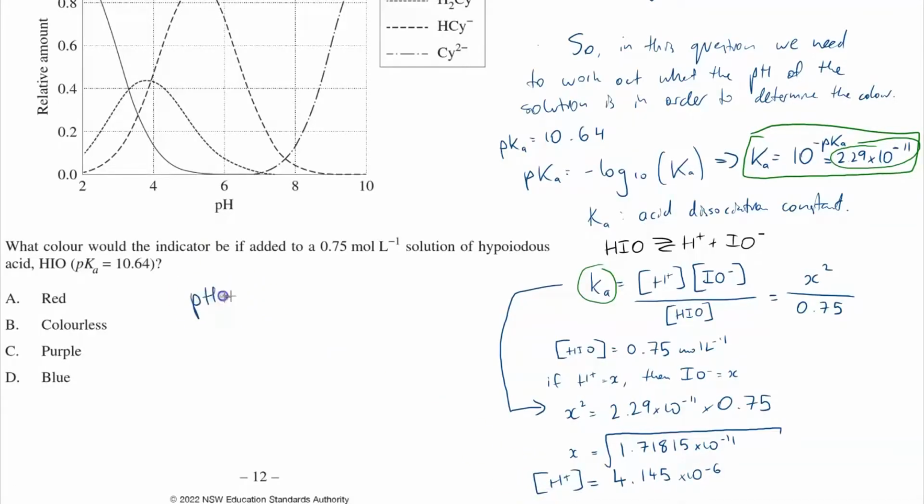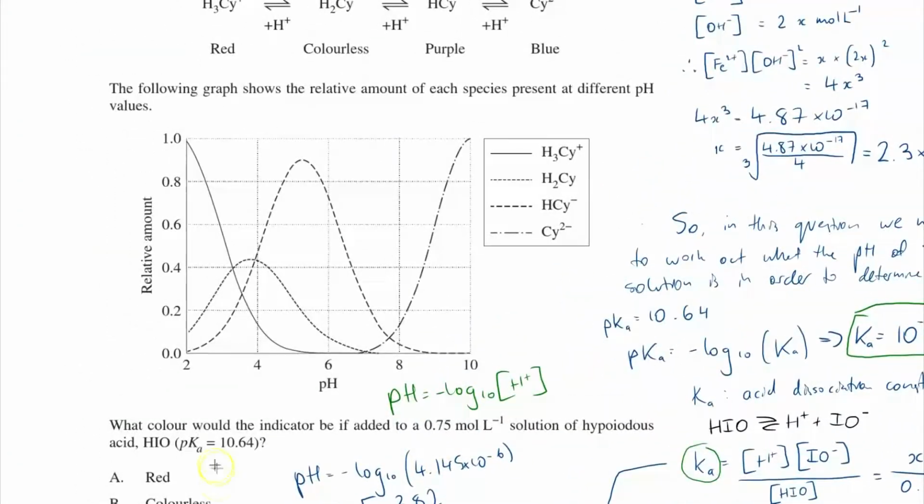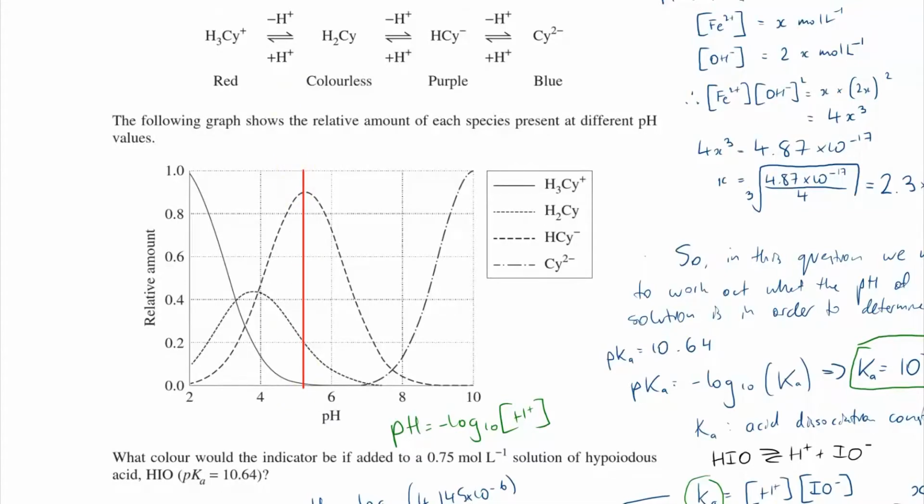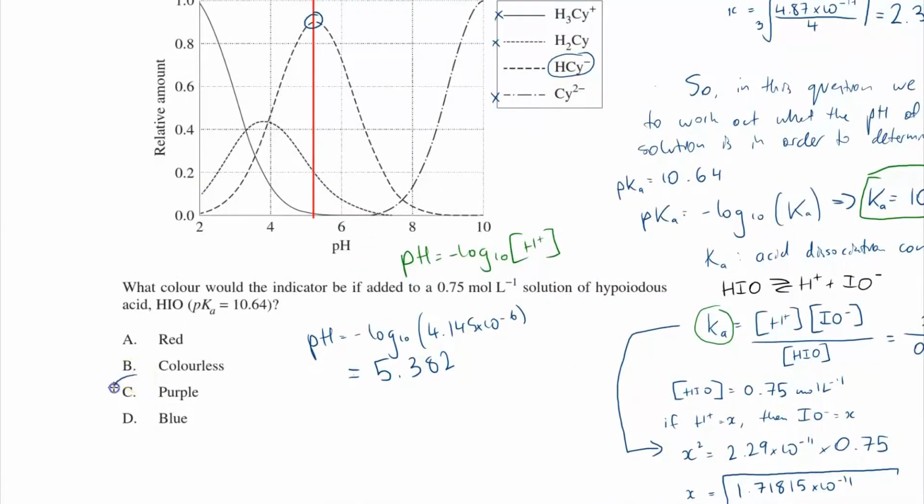To find the pH, we can take the negative log base 10 of this value. This comes from the formula for pH, which states that the pH is equal to the negative log base 10 of the hydrogen ion concentration. Plugging this into our calculator, we get 5.382, which, if we look back at our graph, means that we are pretty close to the peak of the HCy- curve. At this pH, we see there is 0 H3Cy+, no Cy2- either, and although some H2Cy is present, it is colorless, so in the end, the solution will just be purple. This means from our possible choices, option C, purple, is the answer.